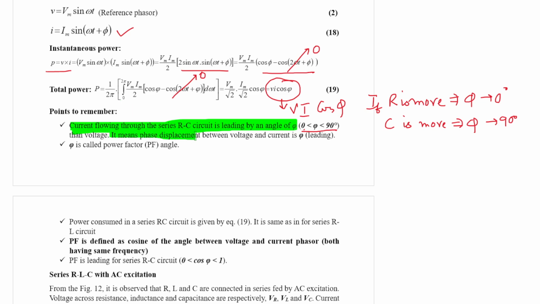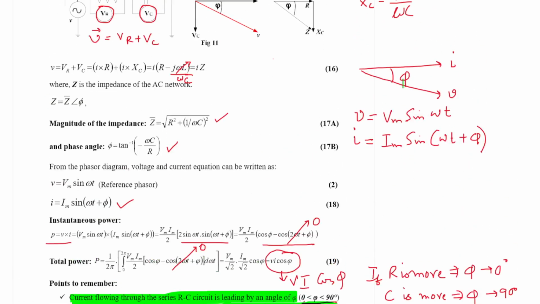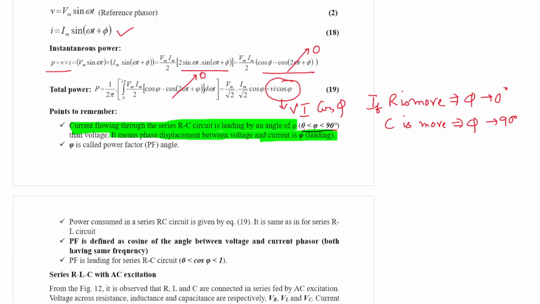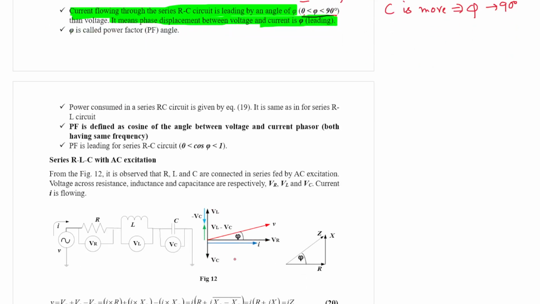So which means the phase displacement between voltage and current is phi. Now in this case it is leading because current is leading now than voltage. Phi is called the power factor angle. Now power consumed for the series RC circuit is the same as in the case of the series RL circuit, both are V I cos phi.